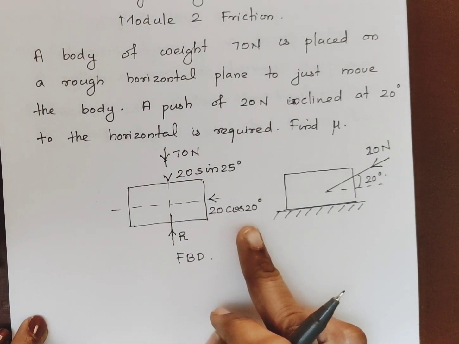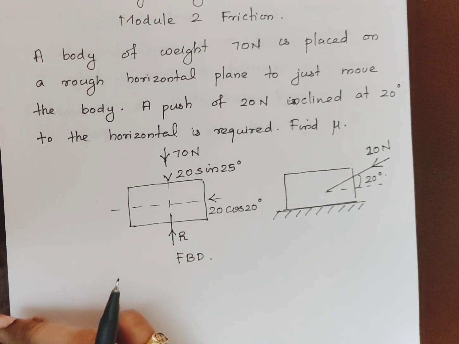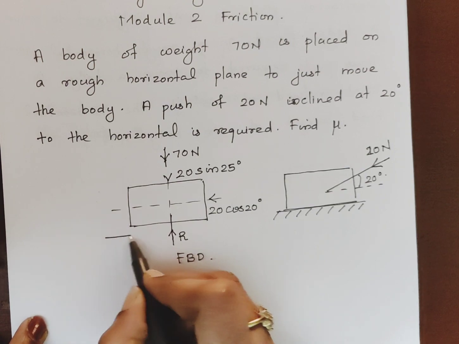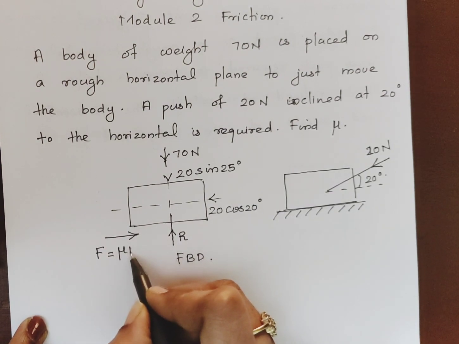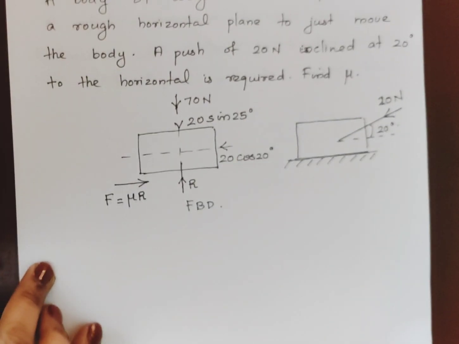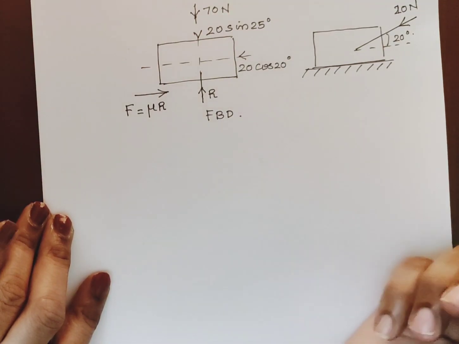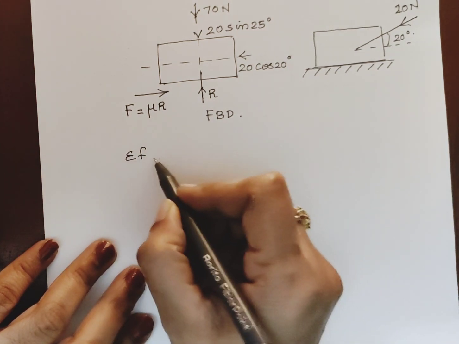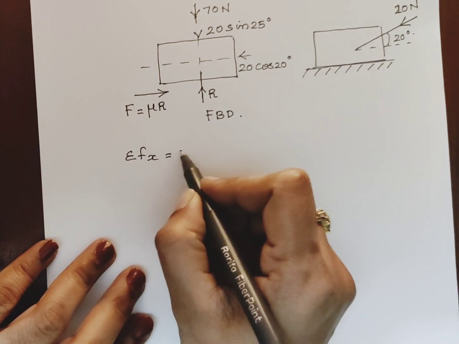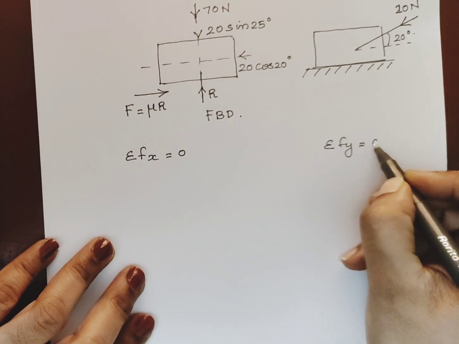So now due to the push, the body has a tendency to move towards the left. So friction is acting towards the right. F is equal to mu into R. So now these are the forces acting. So now you have to apply the equations of equilibrium. First equation of equilibrium for a concurrent system is sigma Fx is equal to 0. Second equation is sigma Fy is equal to 0.